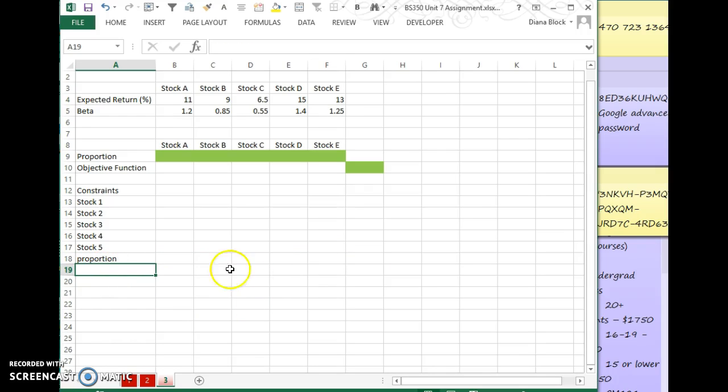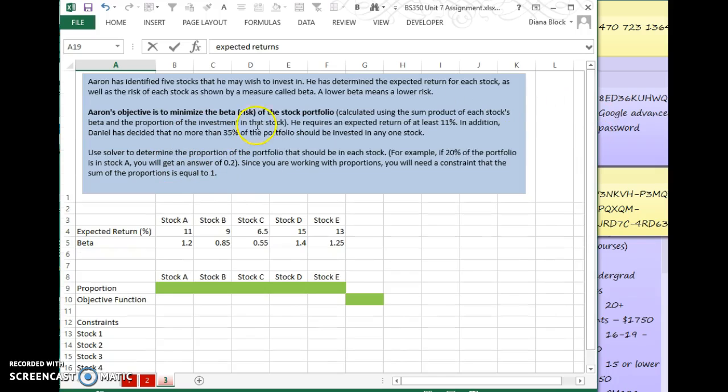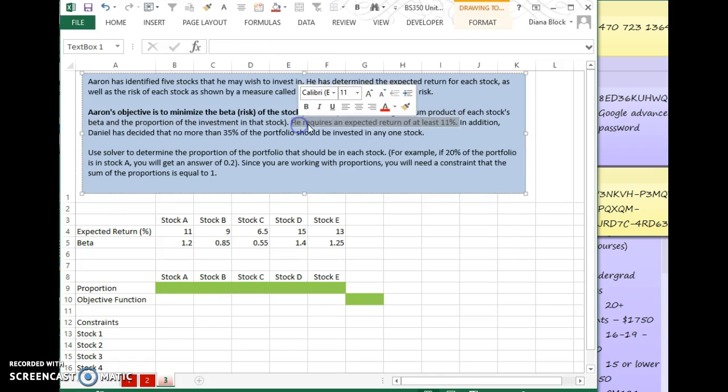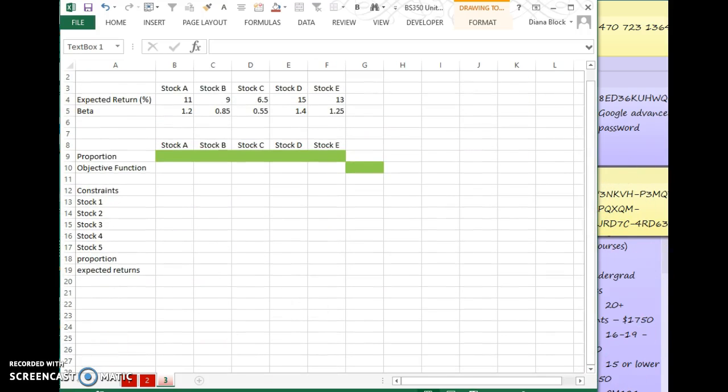Then you'll have to put in a constraint related to the expected returns, because you have a requirement here. He requires an expected return of at least 11%. So that's our last constraint, that the returns have to average at least 11%. So that'll help you get started.